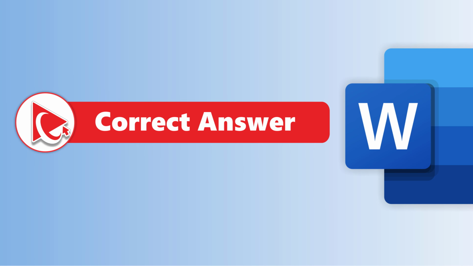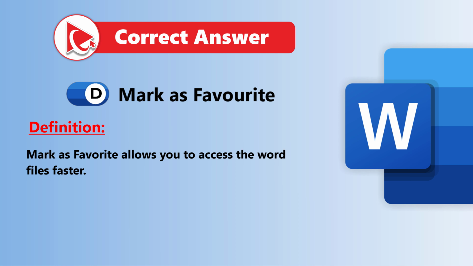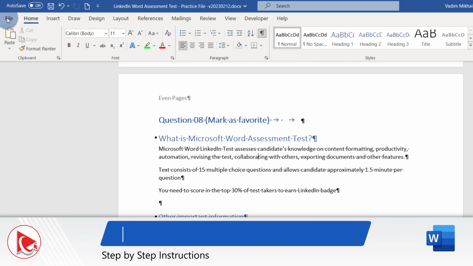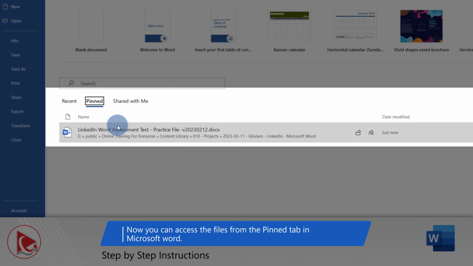I believe the correct answer is choice D, mark as favorite. Mark as favorite allows you to access the Word files much faster. You can pin any file and it will show up on the top of the list. To use this feature, you need to navigate to the File tab, where you will see all the documents. Then you pin your favorite Word file, and then you access this file from the Pin tab.